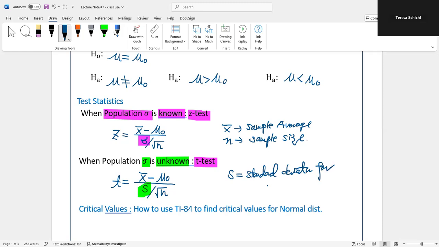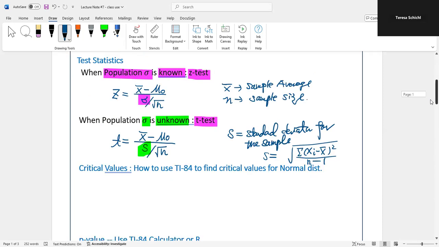for the sample. Remember in lecture number 6, we have the formula for the standard deviation for the sample. It's the square root of the summation of xi minus x bar squared, divided by n minus 1. So this is what s is equal to. Like I said, it's good for reference. You write it down, you don't need to remember the formula. You can just use the calculator.